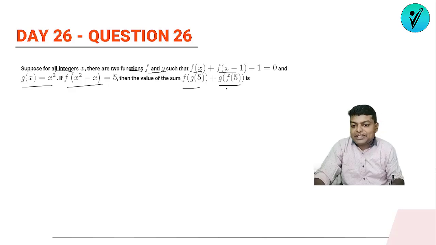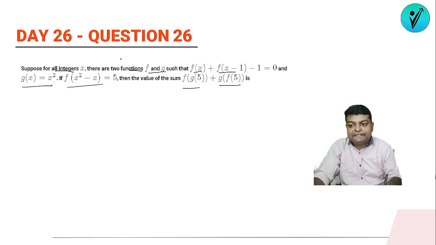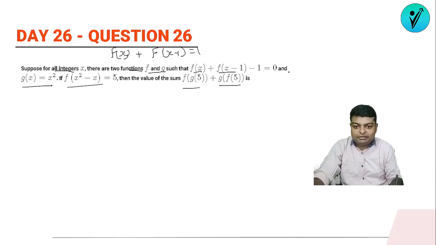तो हमारे पास देखो क्या इंफॉर्मेशन है. पहले तो दो फंक्शंस हैं, one is function f and another one is function g. For function f we have a relation like this, f of x plus f of x minus 1 is basically 1. ठीक है, ये माइनस 1 को उधर शिफ्ट कर दो. So f of x plus f of x minus 1 is basically 1. And we have another function g of x, and that is equal to x square.